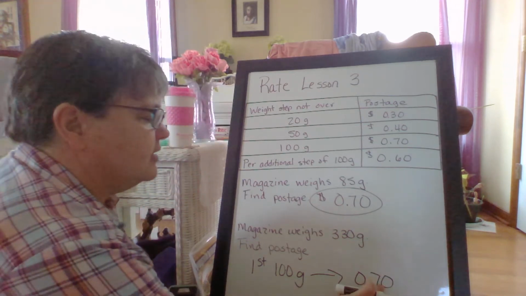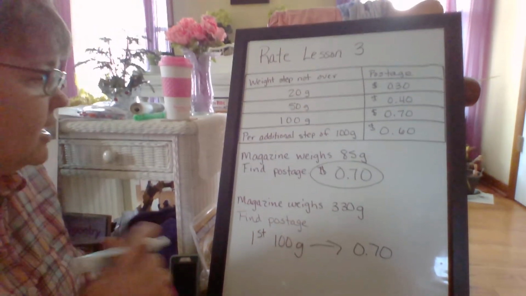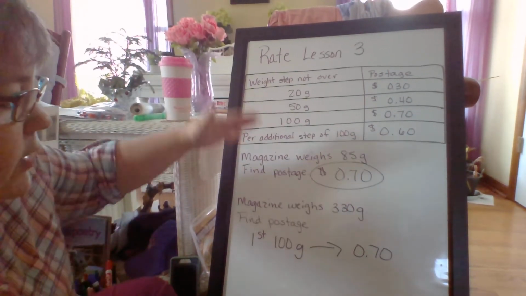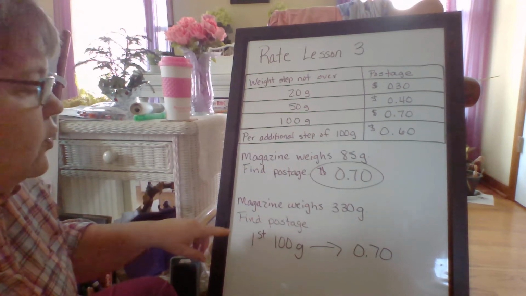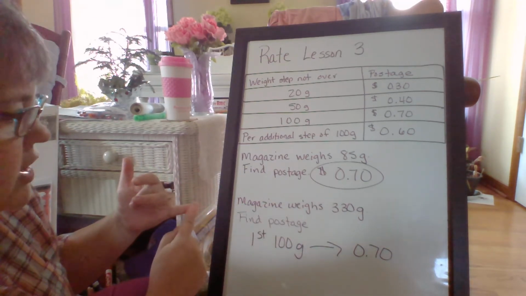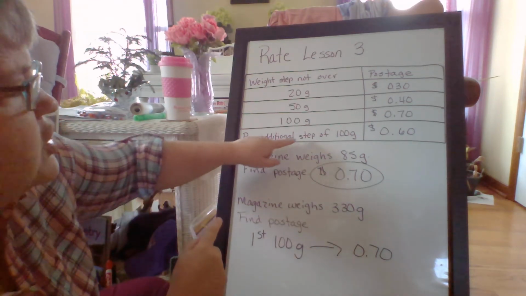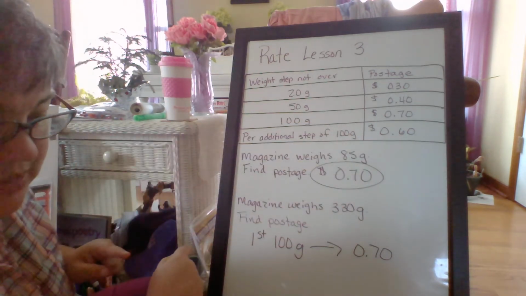All right, we know that. Now we have to figure out how many hundreds over that we have to pay. So we paid for 100, right? Now we have to go to 200. So we're going to pay for every additional 100, we're going to pay 60 more cents.